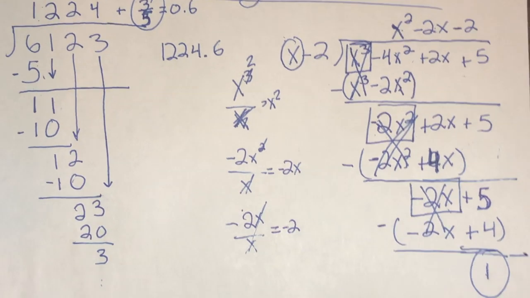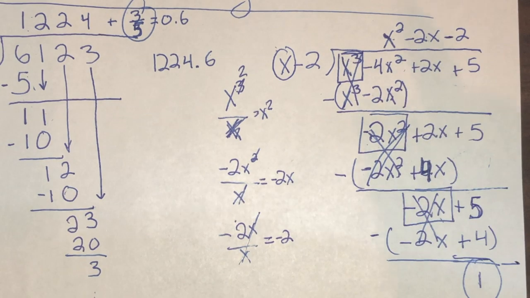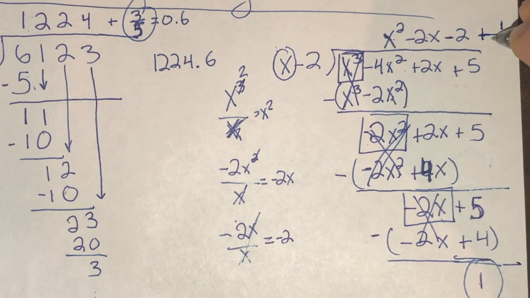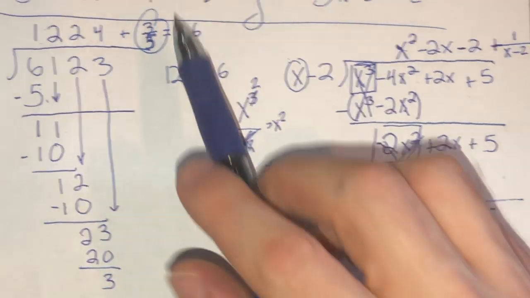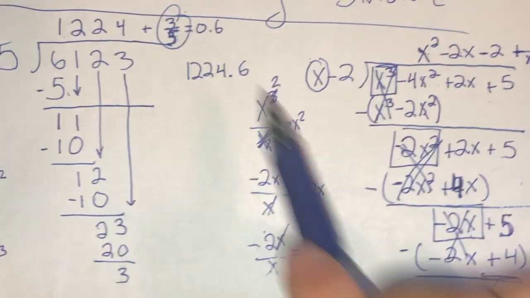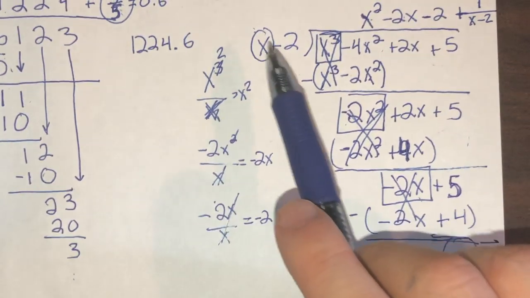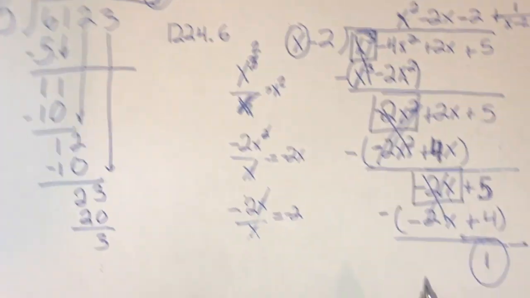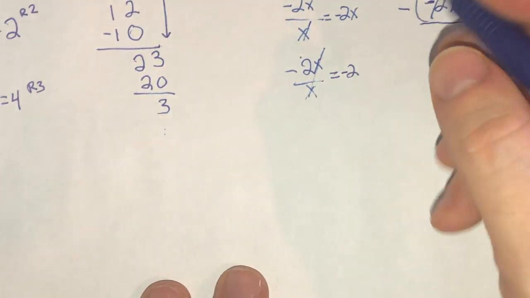So this is what we get. Our answer is x squared minus 2x minus 2 plus 1 over x minus 2. Notice how we did the remainder over the divisor. Here we do a similar thing, except our divisor is not a number, it's an expression, x minus 2. So when I get my number, I just bring it up and do it like this. Here's another way to write the notation. So here's how this would be written out.